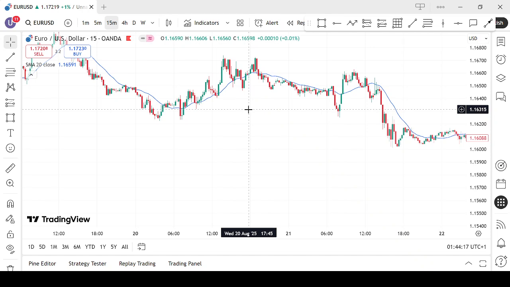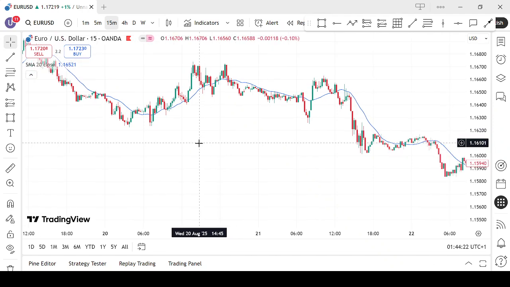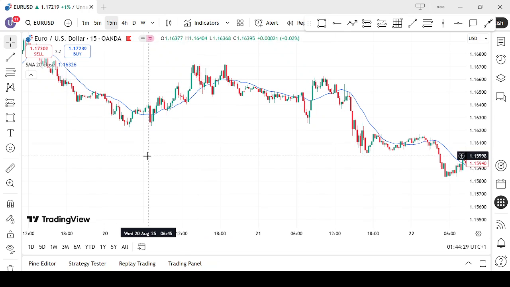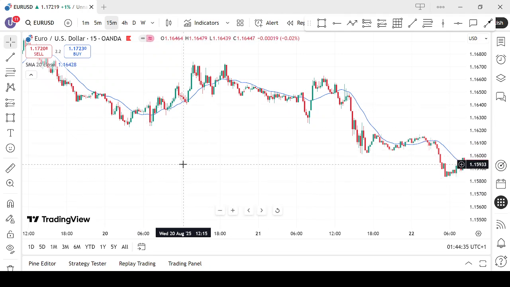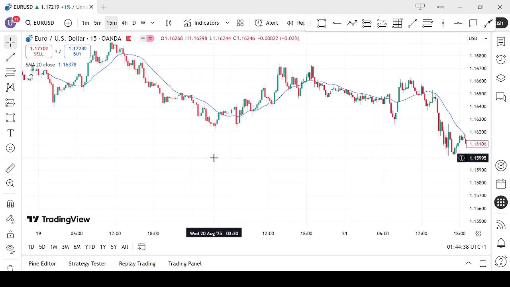So let's see how we can apply the simple moving average to our day trading strategy. The first step is to set up your charts. You set up your chart with the right simple moving average combination. You will open your trading platform and select your preferred time frame, such as your 1 minute, 2 minutes or 15 minutes. In this case, we'll be making use of the 15 minutes.